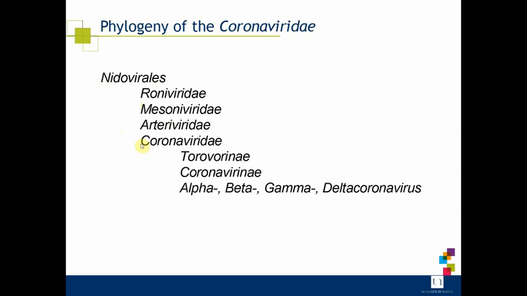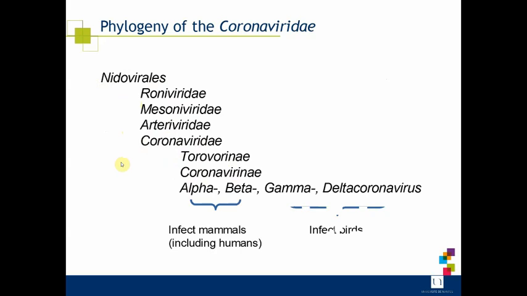So it's tempting to wonder whether coronaviruses haven't been infecting all bilaterian animals for the last 500 million years or so. It's a possibility. Amongst the coronavirus family, there are two subfamilies, the torovirinae and the coronavirinae. Within the coronavirinae, we have four genera: alpha, beta, gamma, and delta coronavirus. Alpha and beta infect mammals, whereas gamma and delta infect birds.